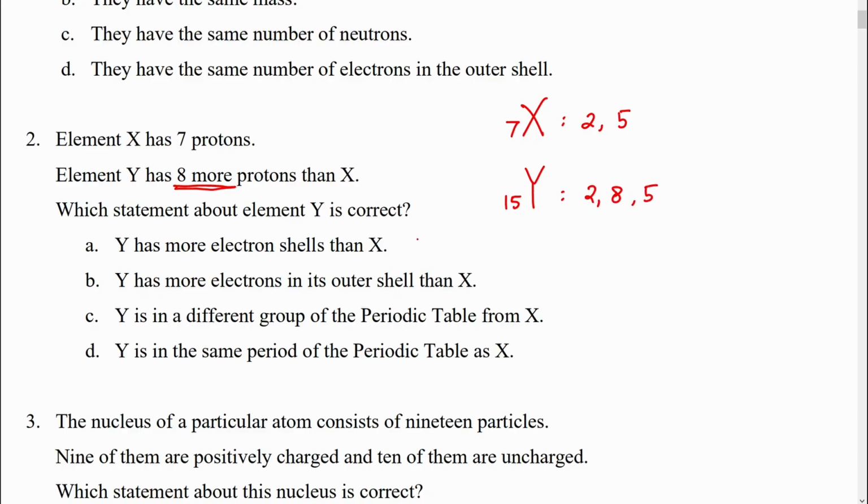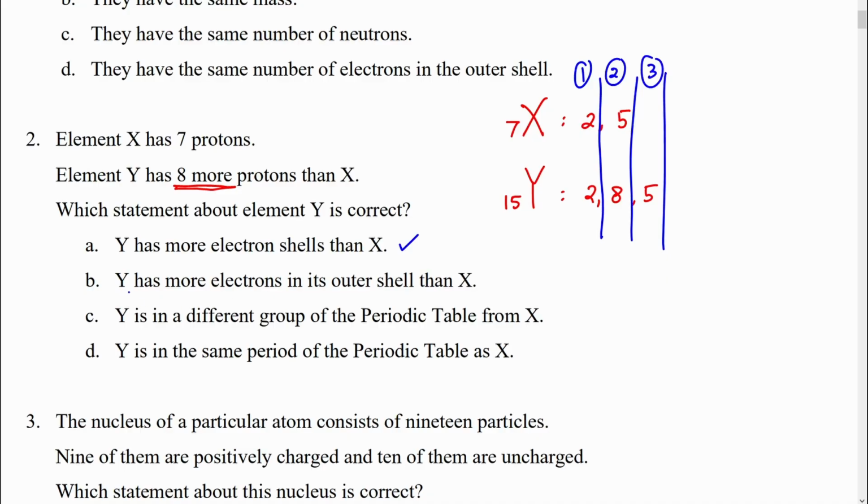Now let's configure this one. The first shell is 2, the second shell should be 5. So all add up to 7, right? And for element Y it is 2,8,5. Okay, so let's check the options. A: Y has more electron shells than X. Yeah, that's correct. If you see here, this is the first shell, the second shell, and the third shell. And that's correct because element Y has 3 shells while element X only has 2 shells.